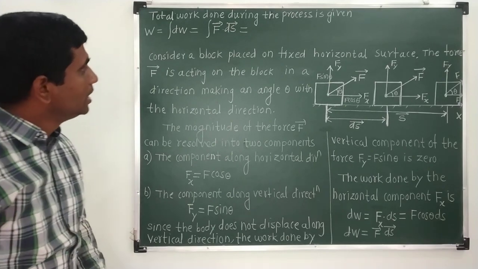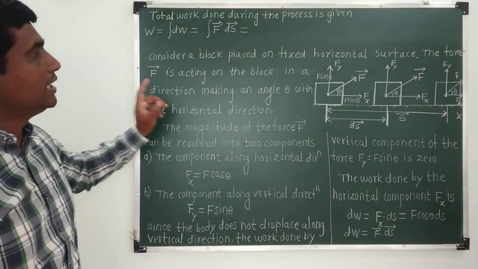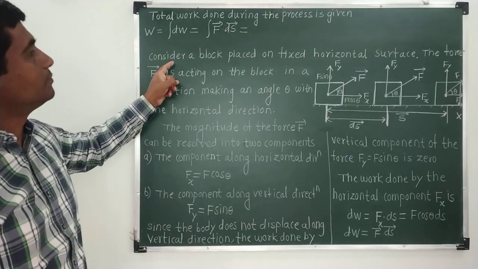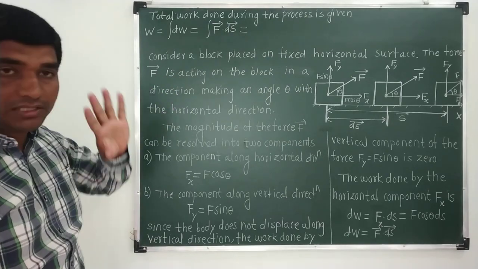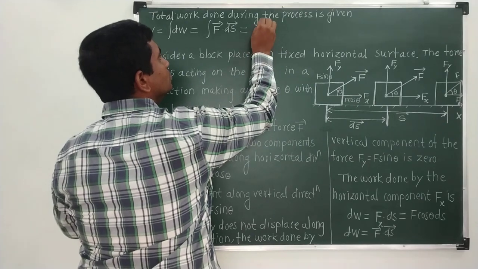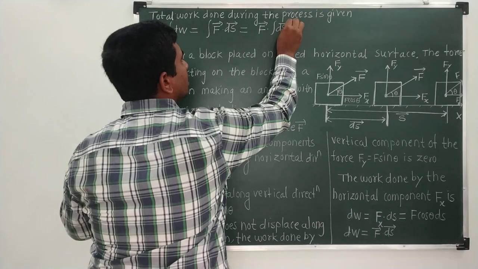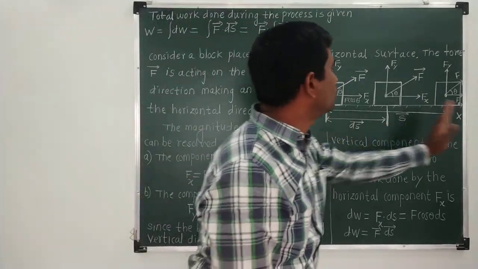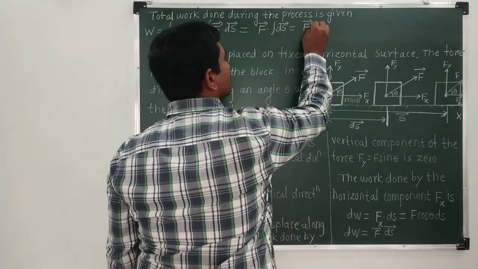which is equal to, now we have considered that the force acting on the block is constant. We have assumed it. As F is constant, we can take it outside. So it is F bar dot integral of ds bar. Okay. And what is the integral of ds? It is nothing but the total displacement, which is F bar dot S bar.